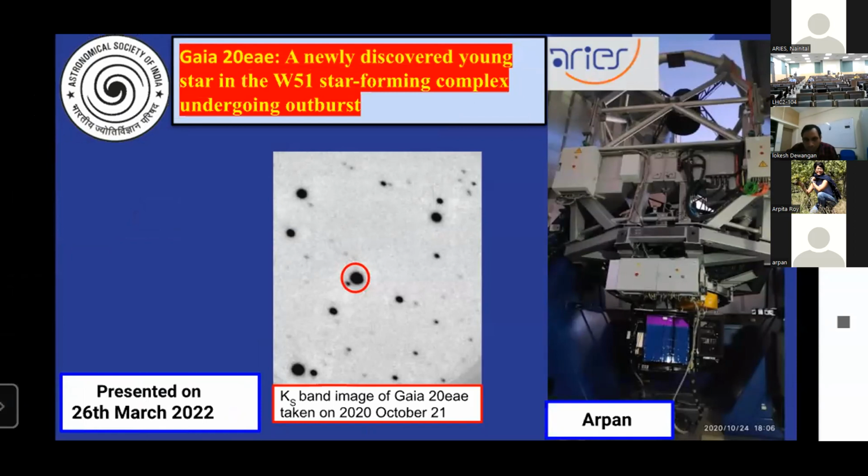The topic of my present talk is Gaia 20eae, which is a newly discovered episodically accreting star. I thank the ASI 2020 SOC for giving the opportunity to present this talk. Here you can see the 3.6 meter DOT and its 10-spec, and this is the K-band image of Gaia 20eae obtained in October 2021.